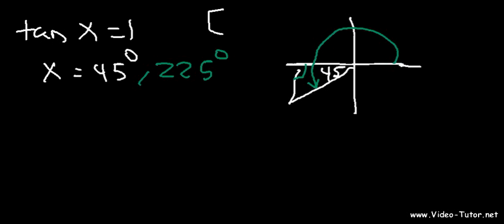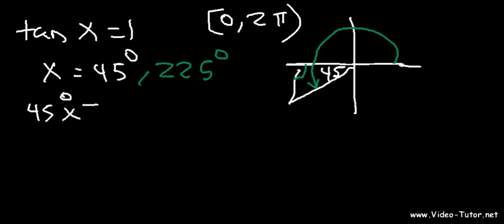Now that's the answer in the range of 0 to 360. If it's from 0 to 2 pi, if you get a question like that, typically they want the answer in radians. So if we convert degrees to radians, multiply it by pi over 180. If you divide it backwards, 180 divided by 45 is 4. So this becomes pi over 4.